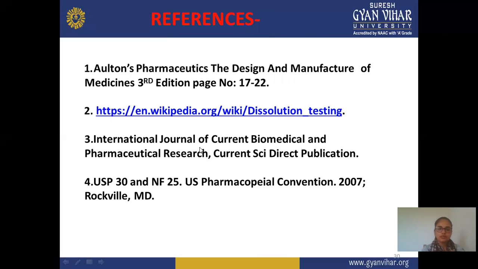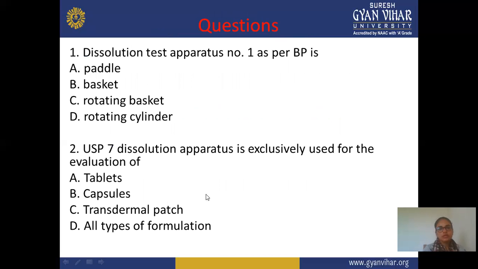Then the International Journal of Current Biomedical and Pharmaceutical Research, a Science Direct publication. It's another paper for this test. And fourth is USP 30 and NF 25, United States Pharmacopeial Convention 2007, Blackwell. So these are good references for this topic of dissolution apparatus. After this, we covered the question part, which is similar to this topic.